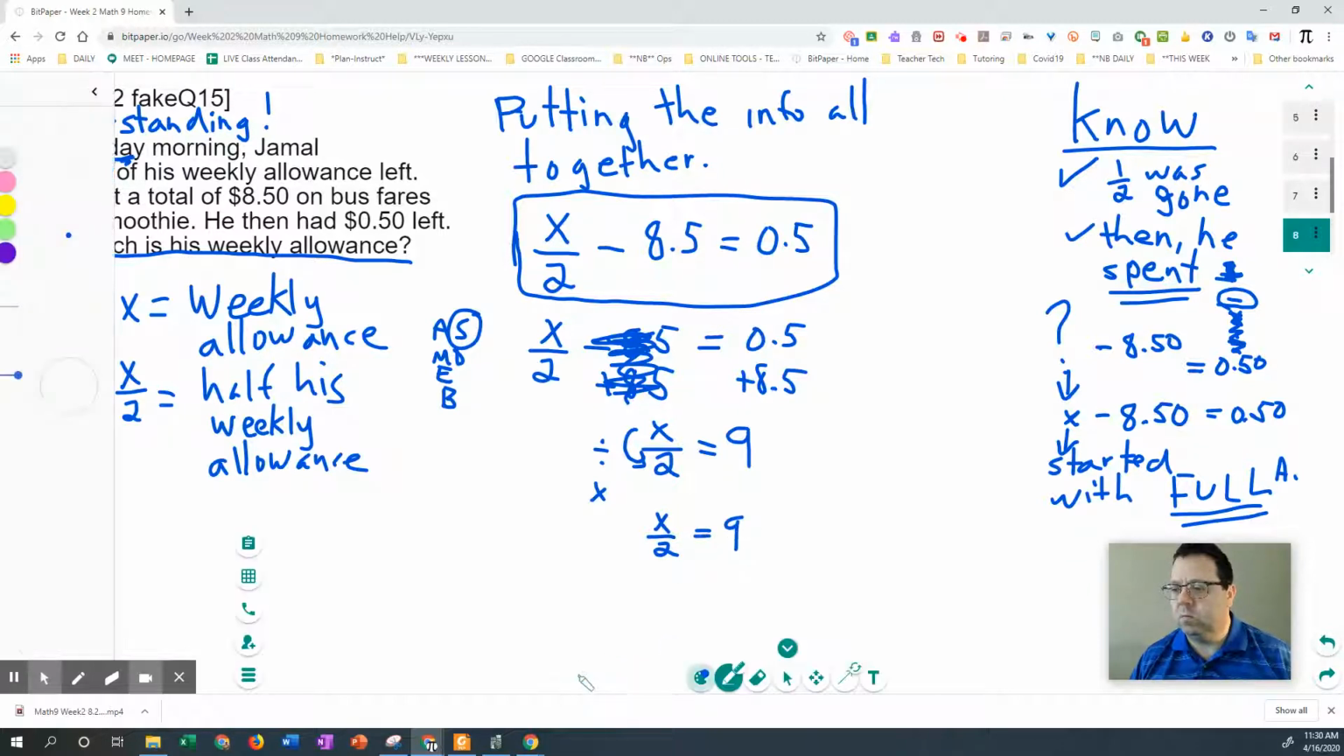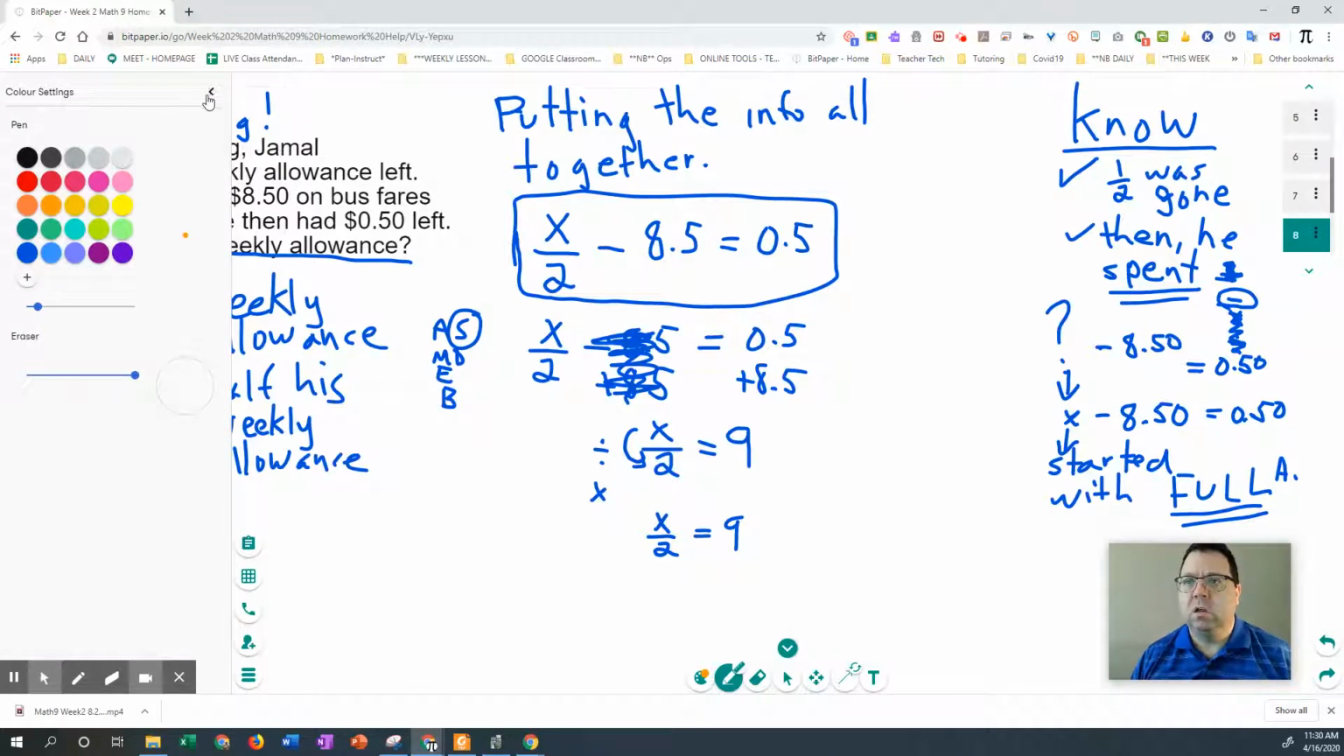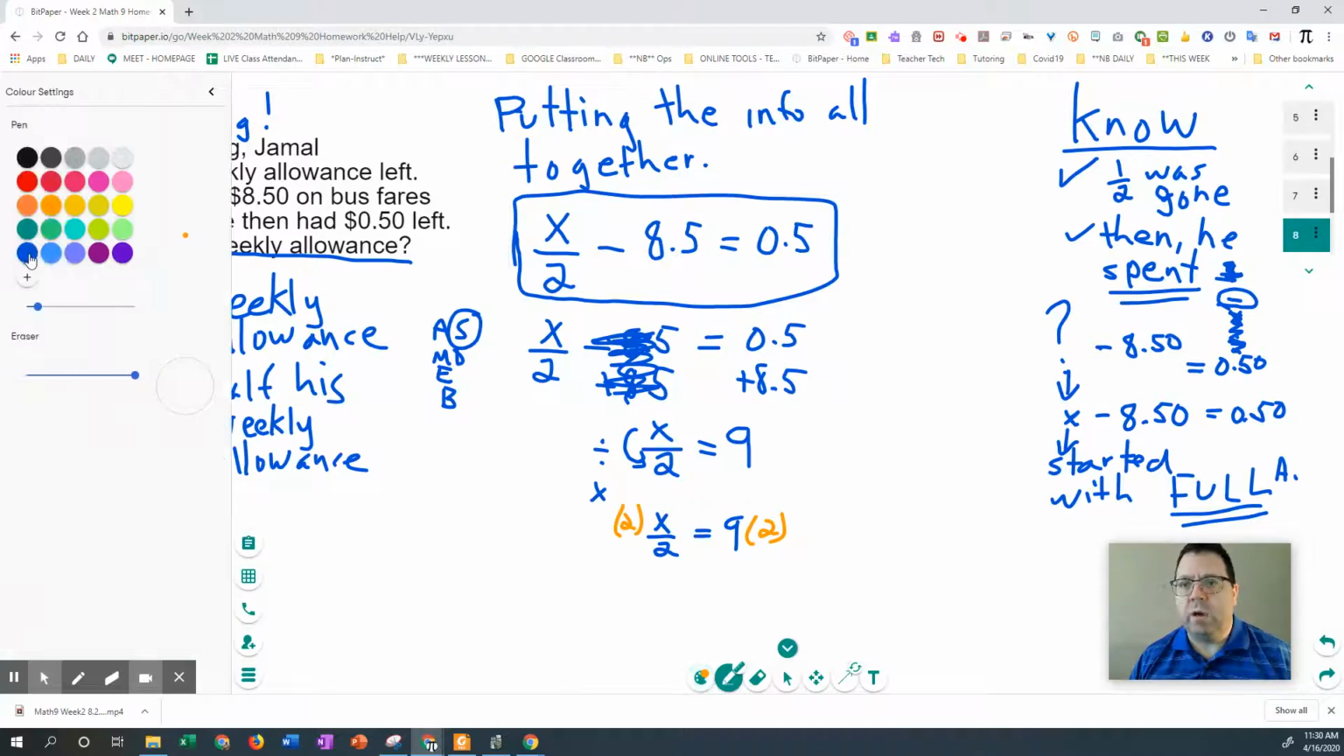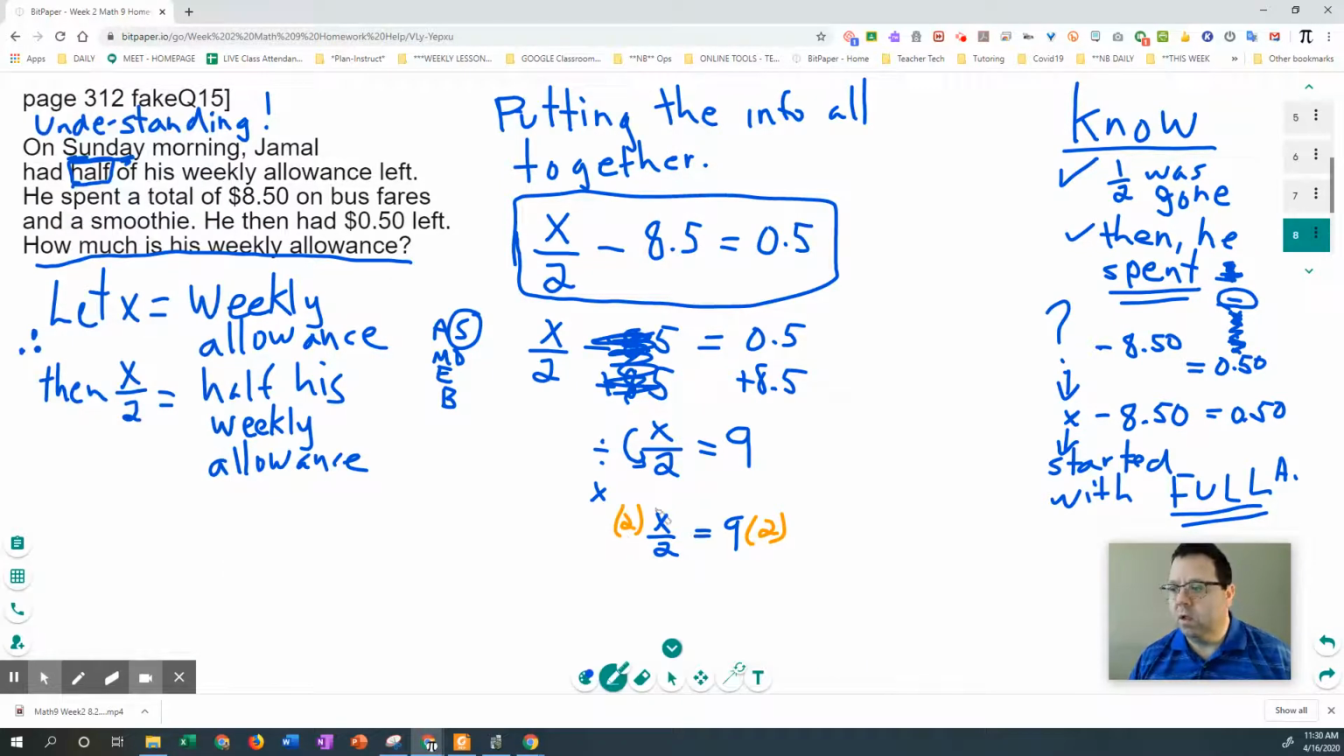I'll just switch colors here. So we're going to multiply both sides by a 2. Okay. Now, what happens then? Well, we've got 2x over 2. The 2's reduce to a 1x or just x. Remember, 1x is just an x, right? A positive 1x is just x. This always stays invisible. You don't have to write that.